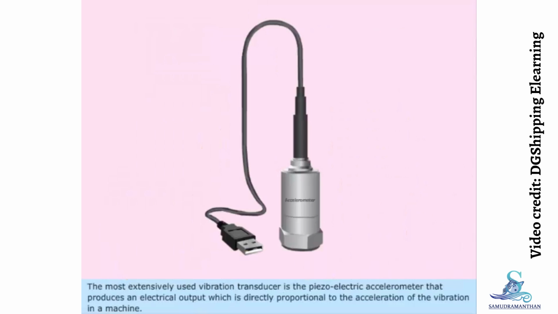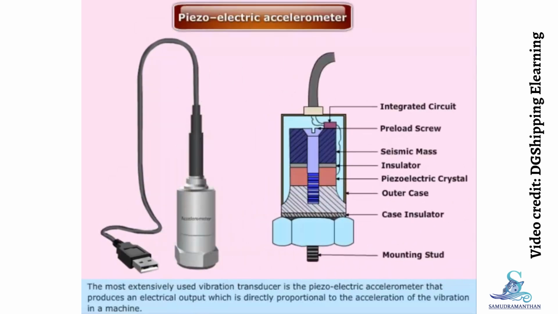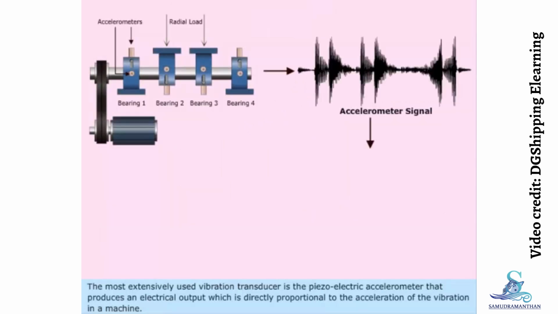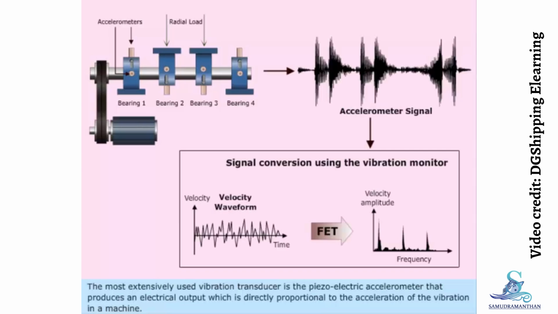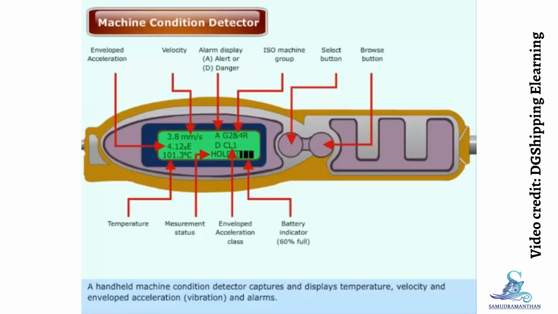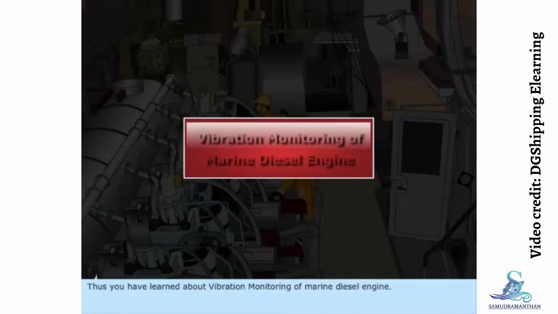The most extensively used vibration transducer is the piezoelectric accelerometer that produces an electrical output which is directly proportional to the acceleration of the vibration in a machine. A handheld machine condition detector captures and displays temperature, velocity, and enveloped acceleration, vibration, and alarms. Thus, you have learned about vibration monitoring of marine diesel engine.